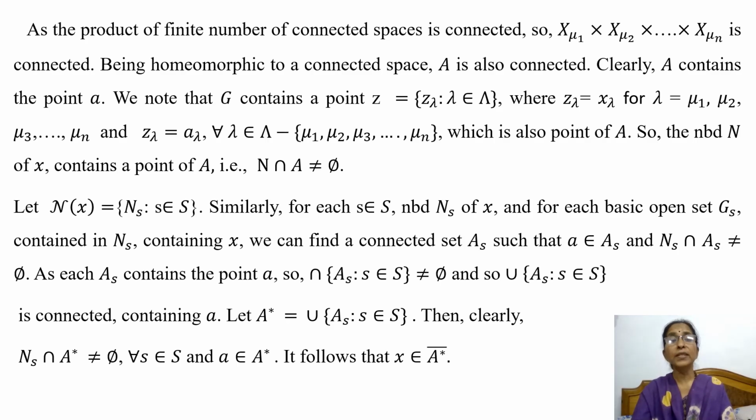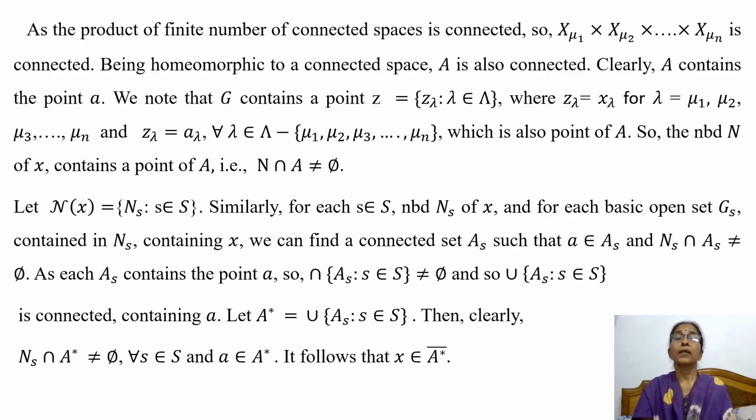By hypothesis, each coordinate space is connected, and we know that the product of a finite number of connected spaces is connected. So X_μ1 × X_μ2 × ... × X_μn is connected, being homeomorphic to a connected space, that is this space X_μ1 × X_μ2 × ... × X_μn. A is also connected. Clearly A contains the point a. Actually we have constructed A such that point a is contained in A.